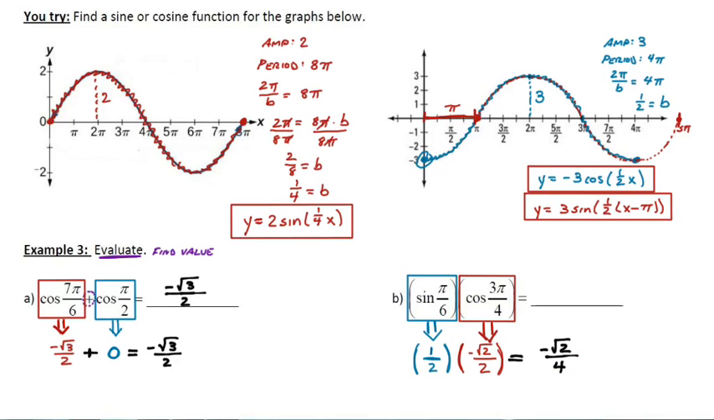That's the final answer. In some cases, people will want to reduce or simplify that. The 2 is inside the radical, 4 is not. You can't reduce those at all. So my answer would just be negative root 2 over 4.